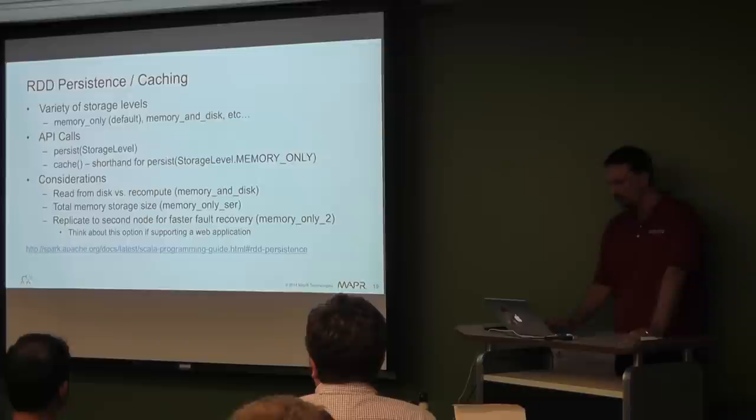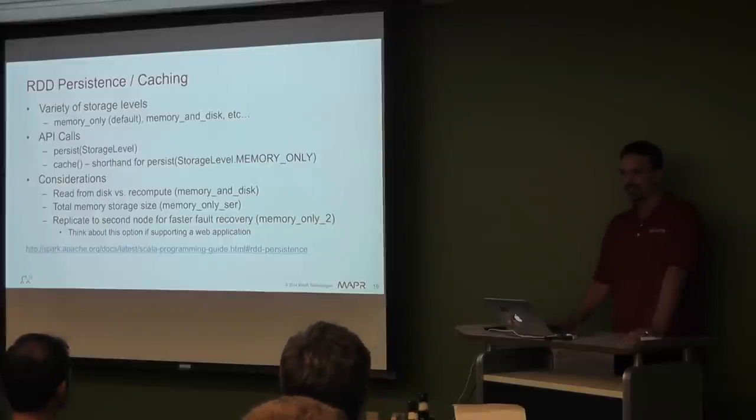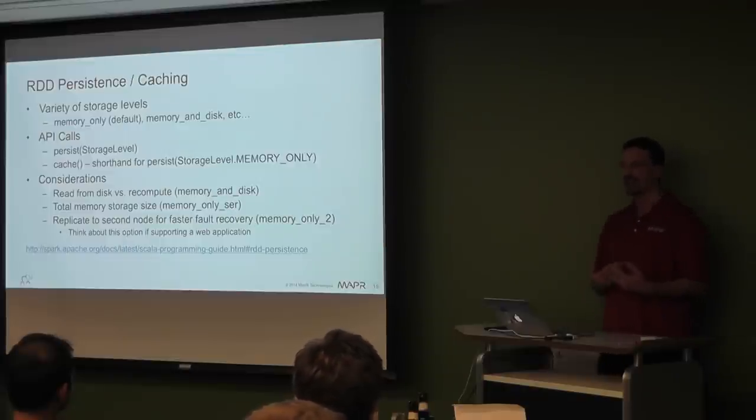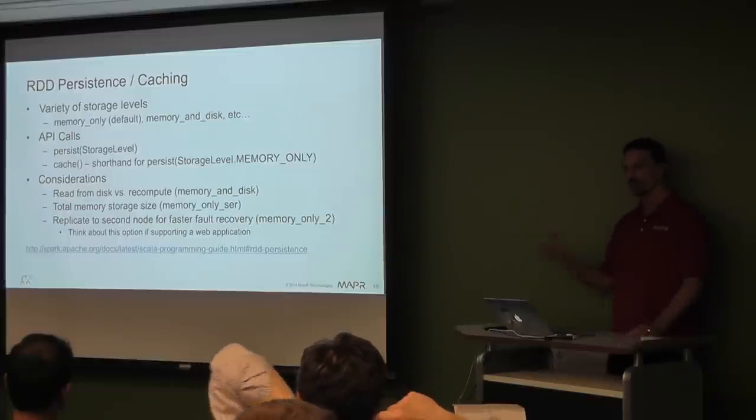So the default is that it will do memory-only caching. If it has to spill to disk, it will use Kryo as its default serialization format. Reasonably fast, reasonably small serialization format. You have the ability to say, if I'm using this in a web application where I can't wait 30 seconds or 5 seconds for this resilient distributed data set to be reproduced, I need it now, I can say, put it on a second node. So if one node dies, it's already on a second node. You go looking for that data set, it's already there.